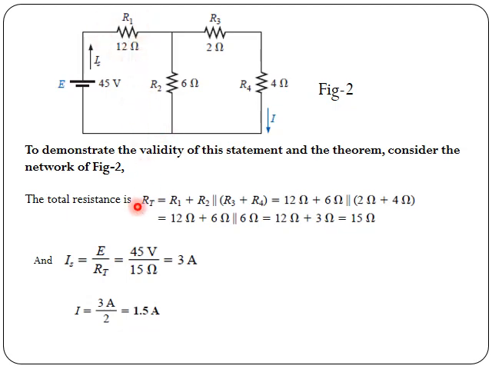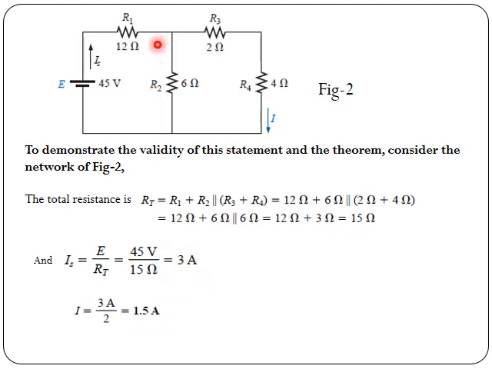So that is what is given here. RT is equal to R1 plus R2, and that in parallel with R3 plus R4. So the total value of the resistance would be 15 ohms. Now the total source current in this way would be E upon RT, that is the total resistance, and the value comes to be 3 amperes.